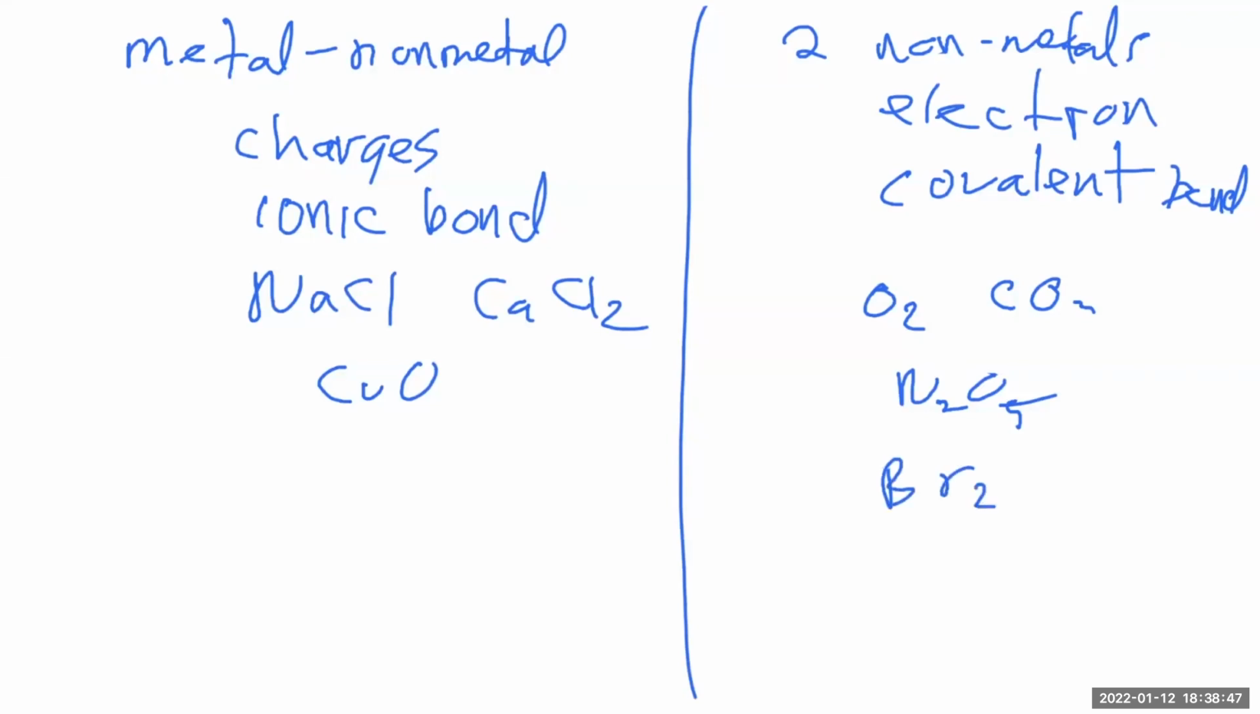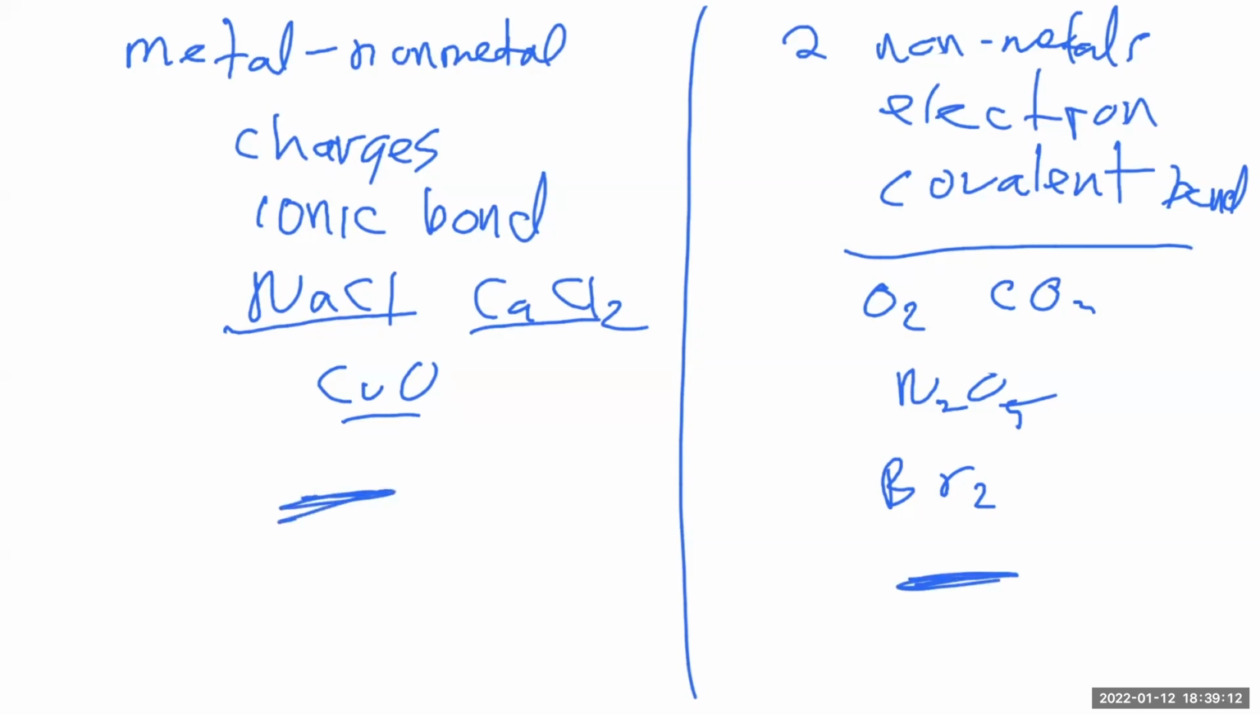What else do I want? Okay, so these are covalent. These are nonmetals: oxygen, carbon and oxygen, nitrogen and oxygen, bromine. Those are nonmetals. When a metal and a nonmetal combine, these are your ionic bonds, and those combine by charges. On this side, the atoms share electrons; on this side, there are charges that can be determined. So there are different rules in it.